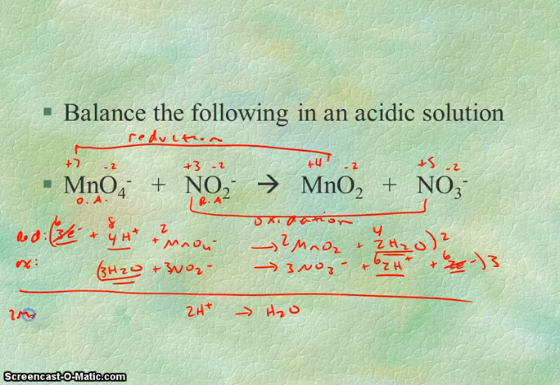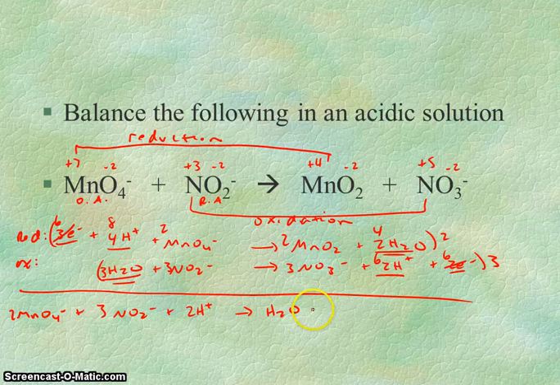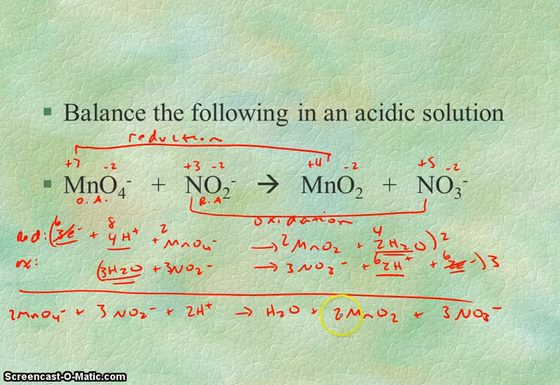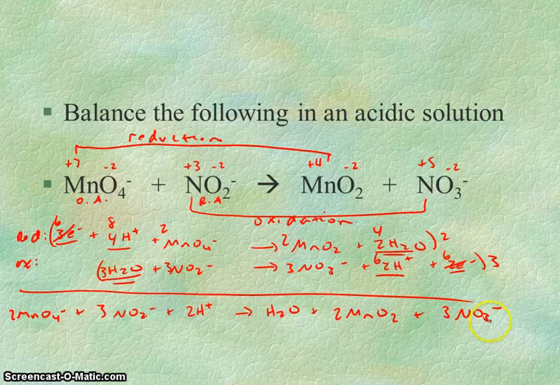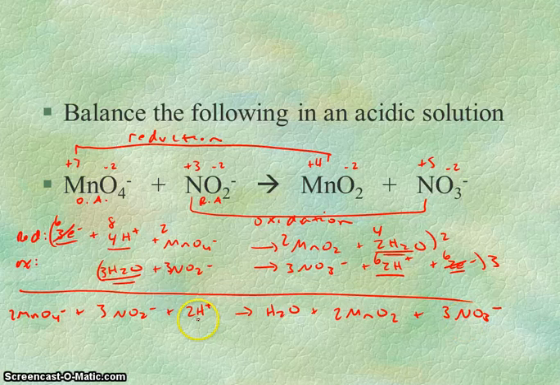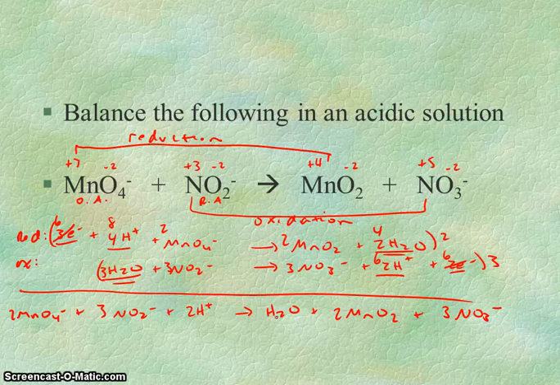So we've got 2 permanganate plus 3 nitrite plus 2 hydrogens go to water plus 2 manganese dioxide plus 3 nitrates. 2 manganese, 2 manganese. We've got 8 plus 6, 14 oxygens. 1 plus 4 plus 9, 14 oxygens. 3 nitrogens, 3 nitrogens. 2 hydrogens, 2 hydrogens. So we have a balanced equation.